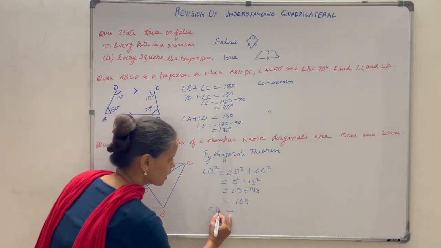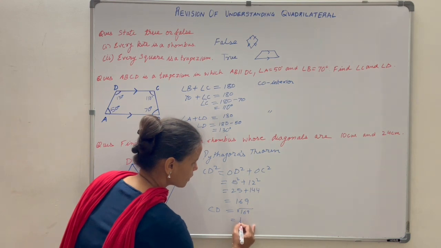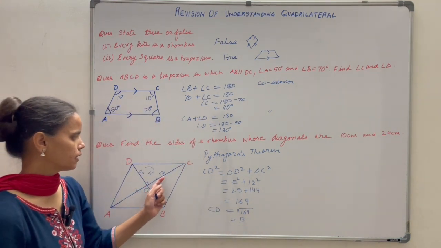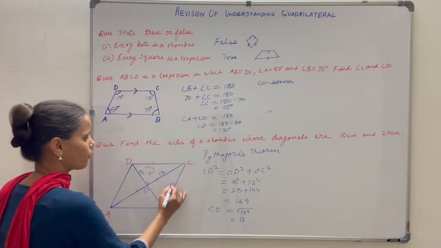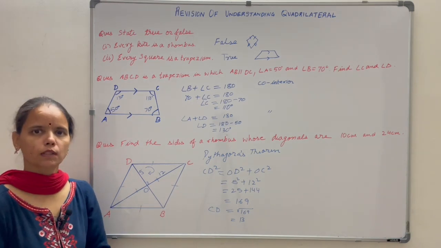So CD is the square root of 169. And what is the square root of 169? 13. So CD is equal to 13. So since the sides of a rhombus are all equal, each side is equal to 13.